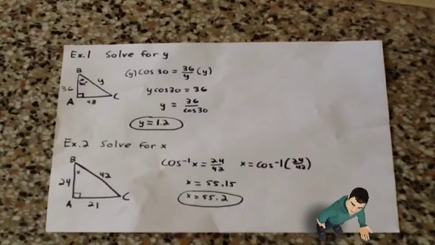So now example 2, we're going to solve for x, but x is going to be an angle measure. So we're going to need to use the inverse of cosine. So it's going to be cosine x equals 24 over 42. And we'll take the inverse cosine on each side. So then we'll get x equals 55.15, and you can round that to x equals 55.2.